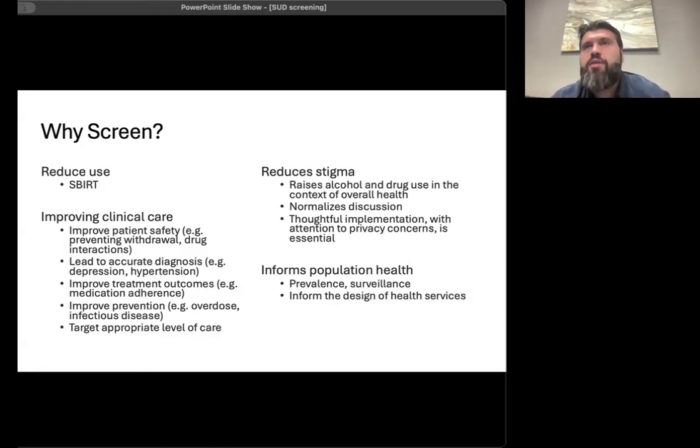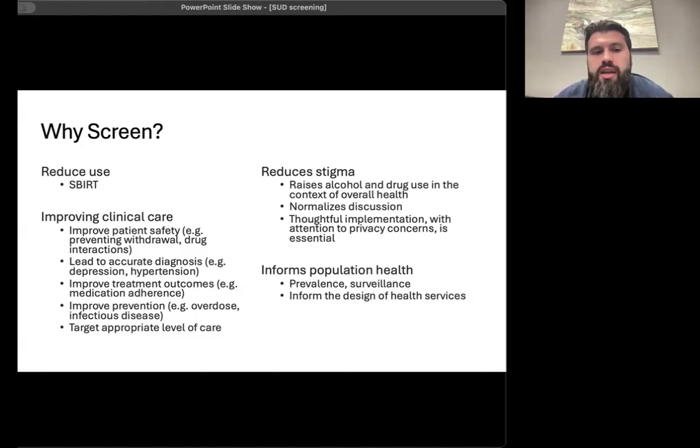You can lead to a more accurate diagnosis. So why somebody has hypertension that's been uncontrolled could be related to alcohol use, for example. And if you're not treating the underlying cause, you're kind of missing what's going on there. Improve overall treatment outcomes. So not only are they doing better from the substance use perspective, but also their overall healthcare can generally improve once we start treating this.